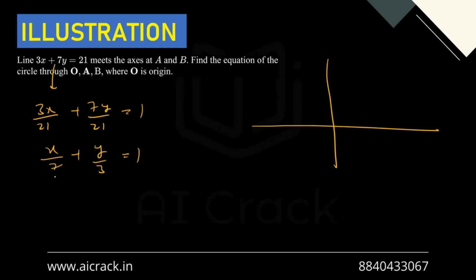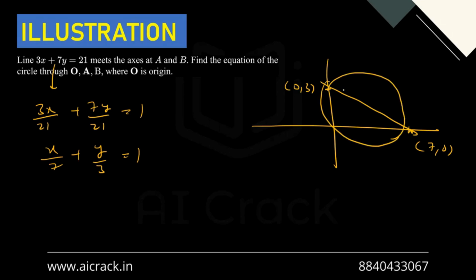So basically the x-intercept would be 7, and this point would be 7 comma 0, and y-intercept would be 3. That point would be 0, 3. So this is my line. Okay. Now we have to find the equation of circle passing through these points. Let's say this point is A, this point is B, and this is O, the origin. Interesting point over here is coordinate axes are at 90 degrees, and the origin is passing through the circle also. So basically AB is the diameter. Now we can use the diameter form over here.